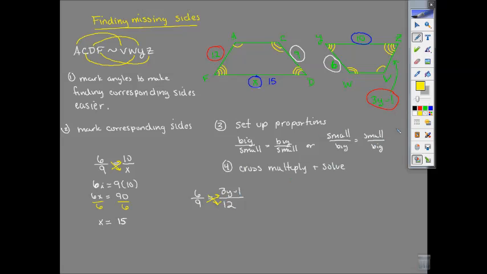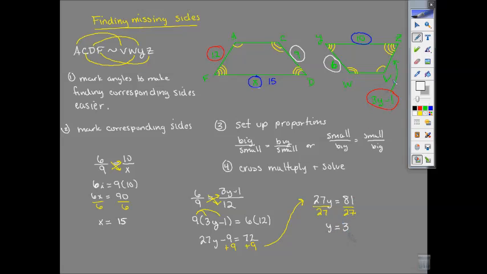Cross multiply, and you get 9 times 3y minus 1 is equal to 6 times 12. I'm going to distribute that 9, and I'm going to get 27y minus 9 is equal to 72. Add 9 to both sides, and I get 27y is equal to 81. Divide by 27, and then you get y is 3.